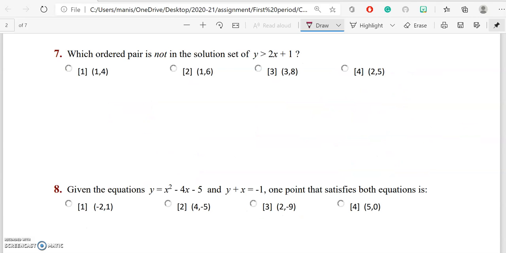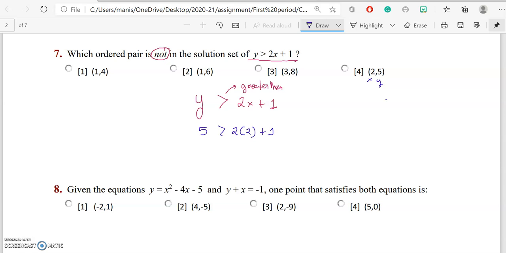In question number 7, the important part is which ordered pair is not in the solution set of this. So when I write this, y is greater than 2x plus 1. What I will advise you is write it like this, y is greater than. So I will pick any choice and plug in the values for x and y. Okay, so I will just take this one over here, x and y. Instead of y, I will replace this value, and for x I will replace this value.